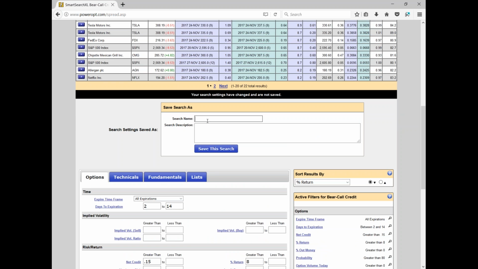So I'll go ahead and click Save. It'll prompt me to put in a name here, so we'll call it Bear Calls, November 15th. Then I can put in a basic description: 80% probability or higher, 8% return in a downtrend. All right, so let's go ahead and click Save this search.